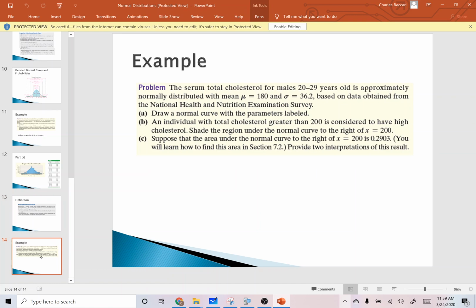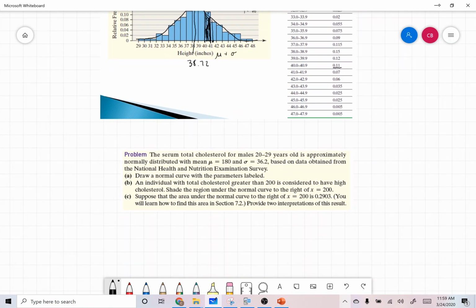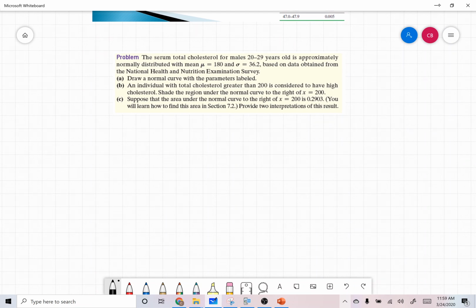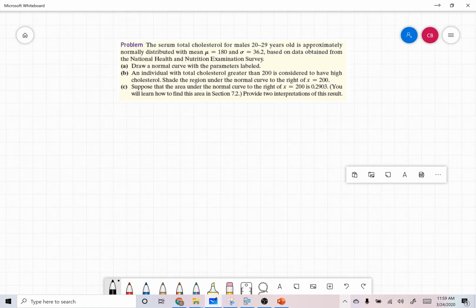So we have one more thing to do. We have one more example problem, so let's do it. The serum total cholesterol for males between 20 and 29 is approximately normally distributed with a mean of 180 and a standard deviation of 36.2 based on a survey. Draw a normal curve with parameters labeled. So let's do that. I'm going to zoom in a little bit.